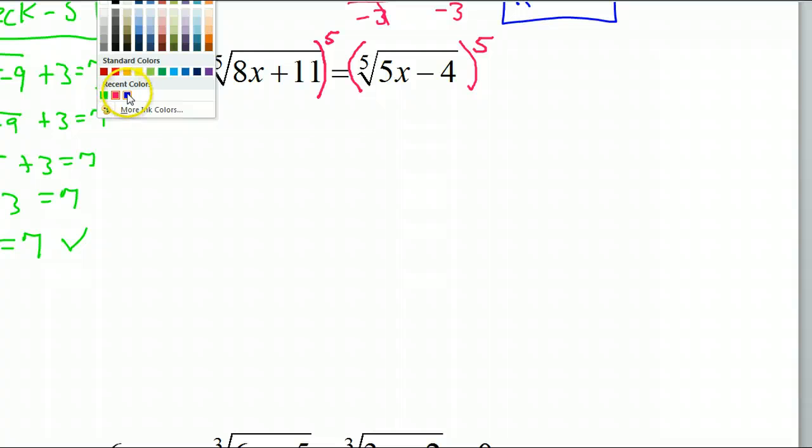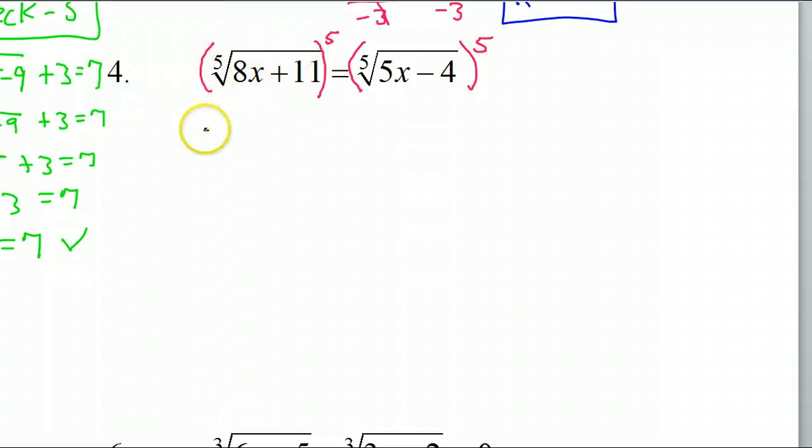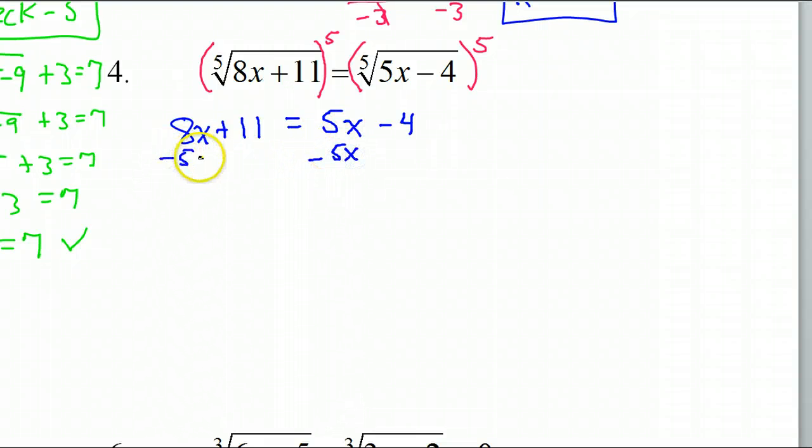Okay, so if I do that fifth power, the root will go away. So I will be left with 8x plus 11 is equal to 5x minus 4. So I just have to solve this equation. Well, let's get these x's together by subtracting 5x from both sides.